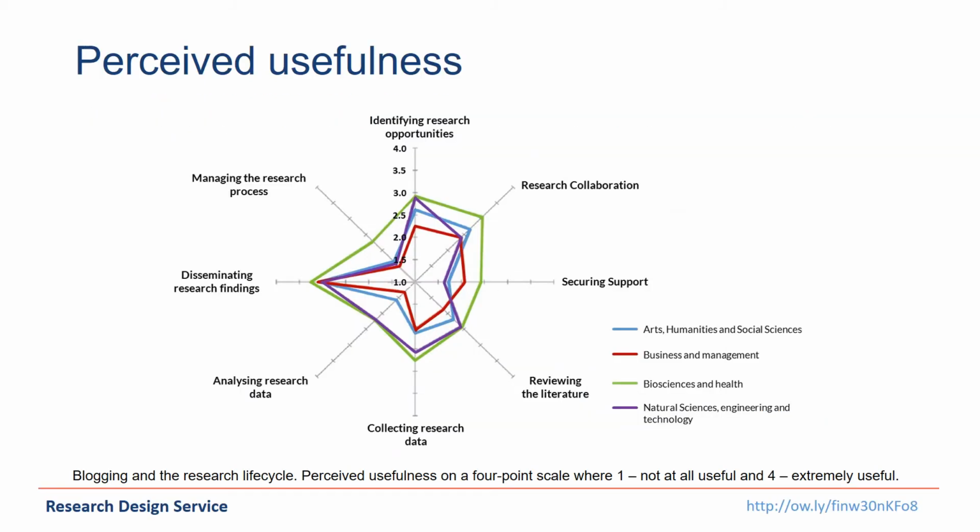If we go back now and see how communication and dissemination can be incorporated throughout the project lifecycle, David Nicholas and Ian Rowlands have produced these graphs to show the perceived usefulness of different social media tools. The one that I've got up here is an example of blogging, and the green outer line looks at health research. And as you can see, blogging is very useful throughout the whole of the life cycle, but particularly in research collaboration, collecting the data and disseminating the research findings.